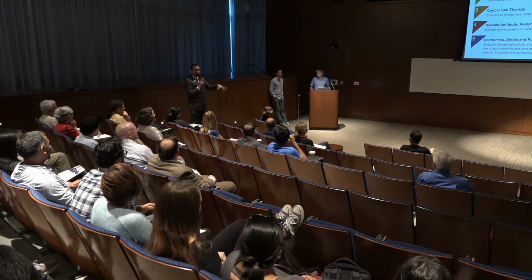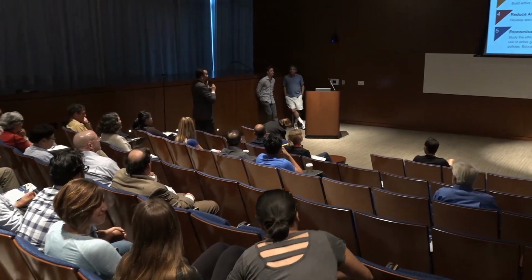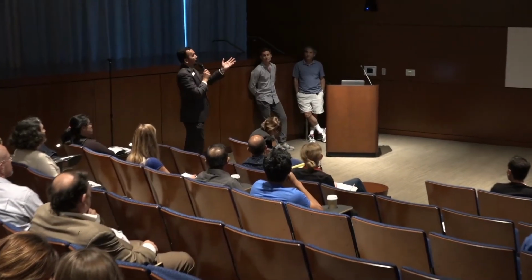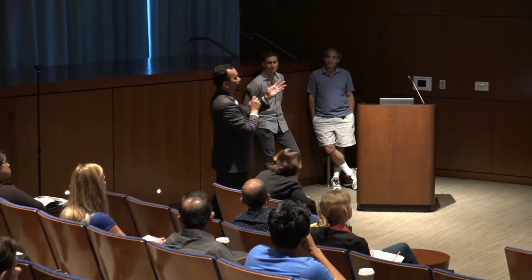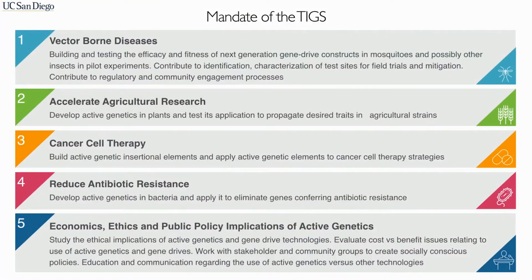So he talked about malaria, which is very important, and we understand how this can be used to eradicate malaria. But when I look at this slide, I see agricultural research, cancer, cell therapy, antibiotic resistance, economic sector, and public policy. Obviously, a lot of people are going to have to be involved in making this happen.